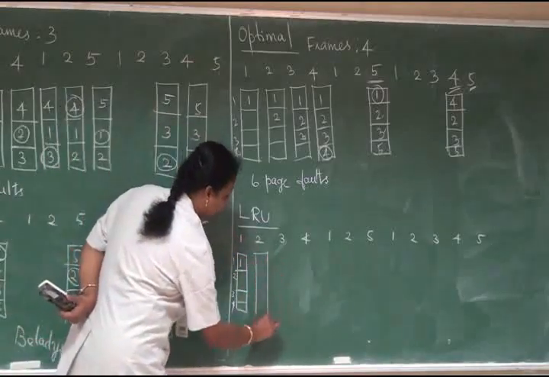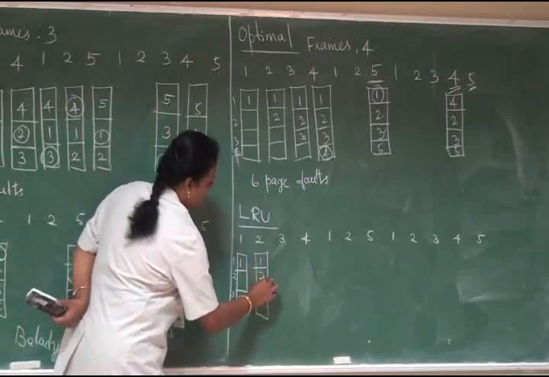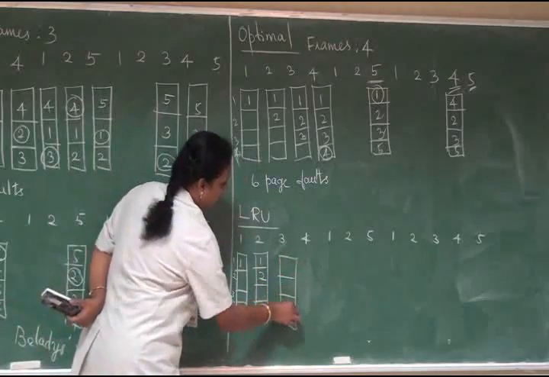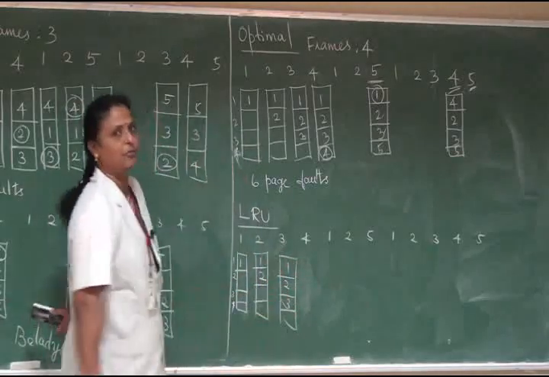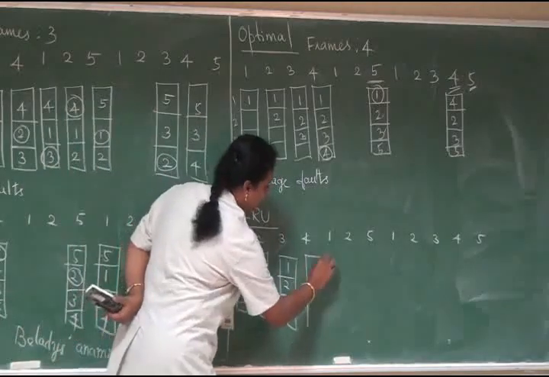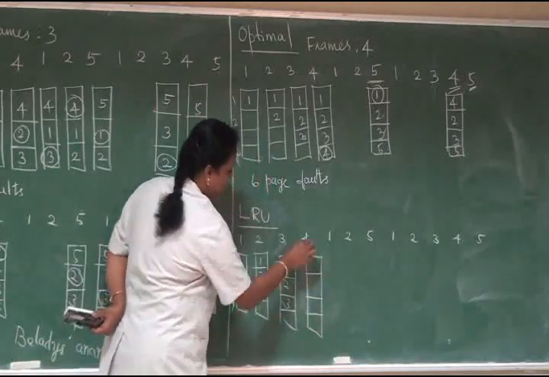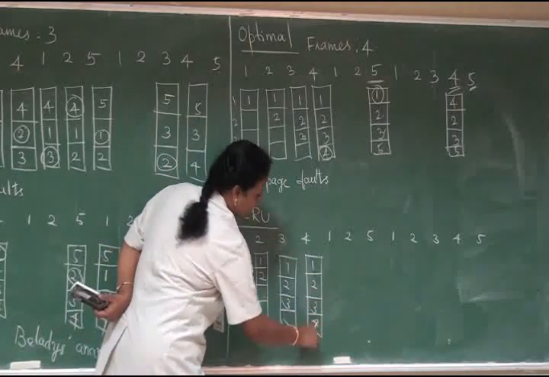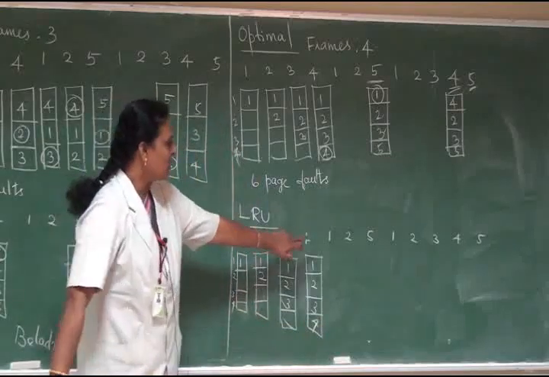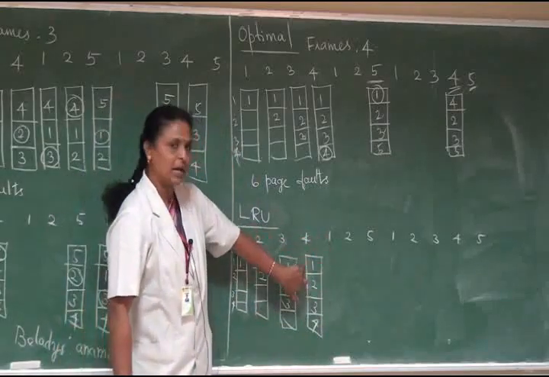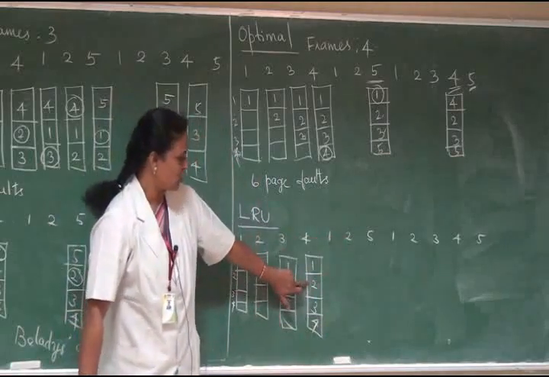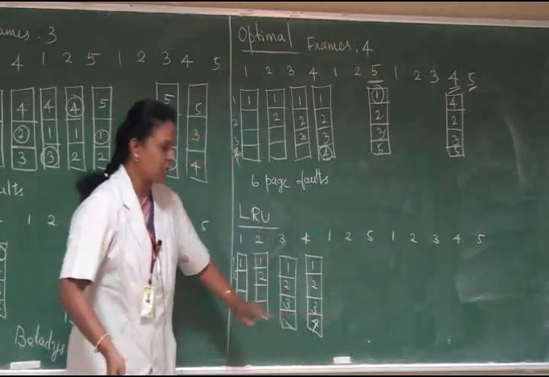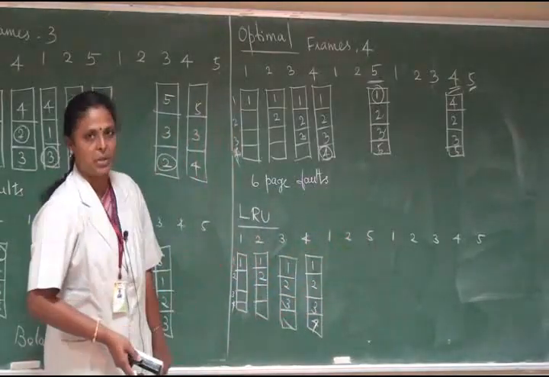Then page number 2 is also loaded like this. Then page number 3 is loaded in the 3rd frame. Then it will try to access page number 4. 4 is not available here, but a free frame is there. So in the free frame 4 is loaded, and then it will access 1. 1 is already there, and 2, 2 is also there. Now it wants to access page number 5. 5 is not available, so it has to go for page replacement.